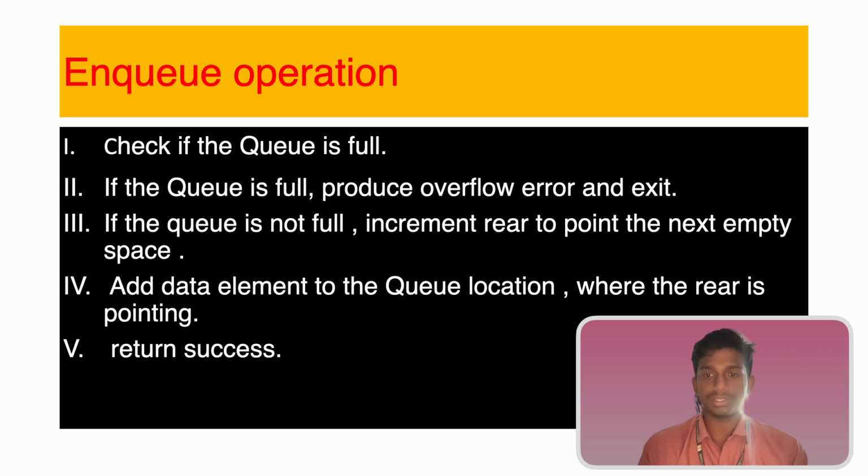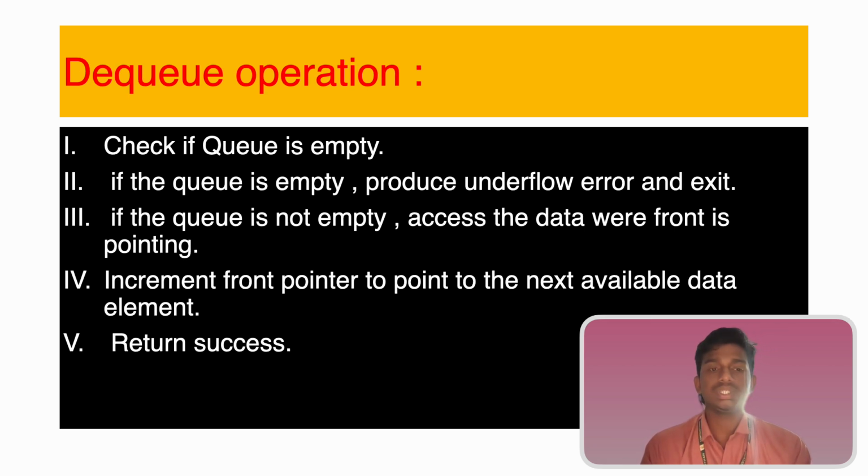A similar operation is undertaken by the dequeue operation. Dequeue operation: check if the queue is empty. If the queue is empty, then produce an underflow error. If the queue is not empty, then access the data where front is pointing, increment the front pointer to point to the next available data element, and then return success.